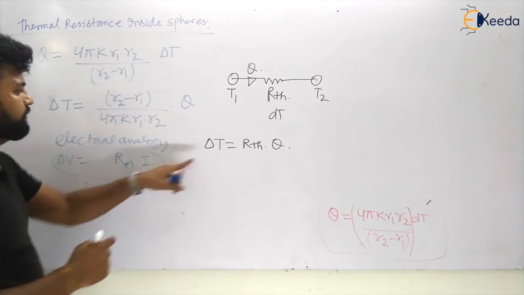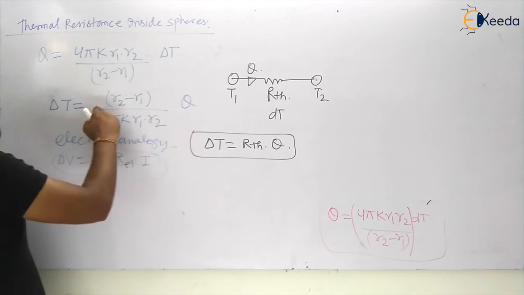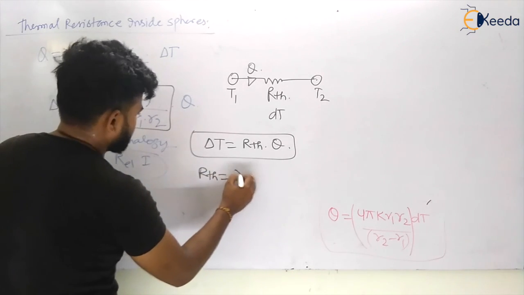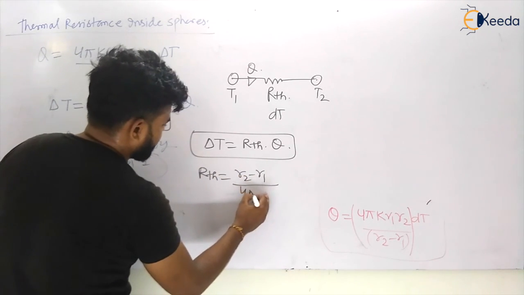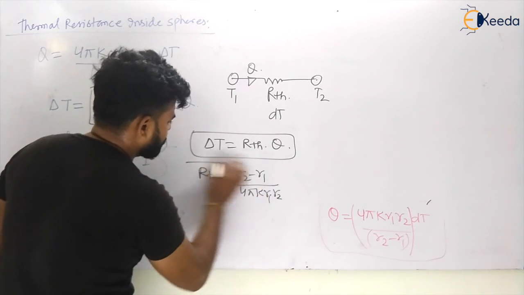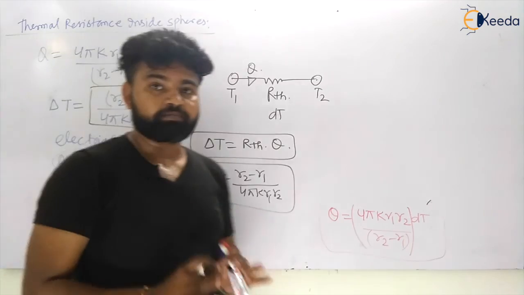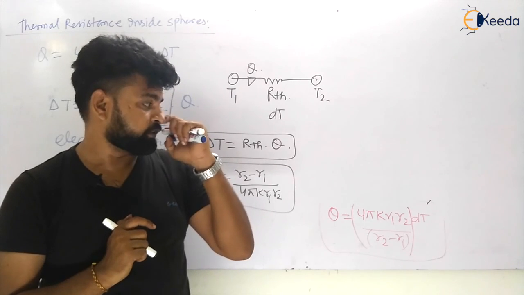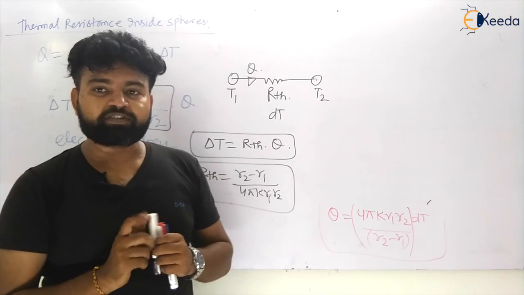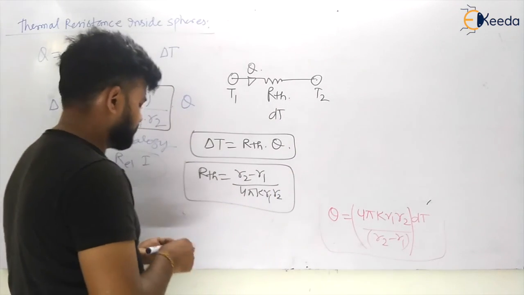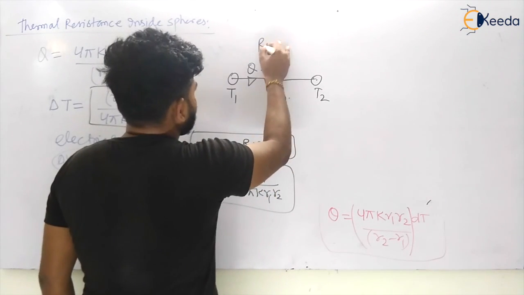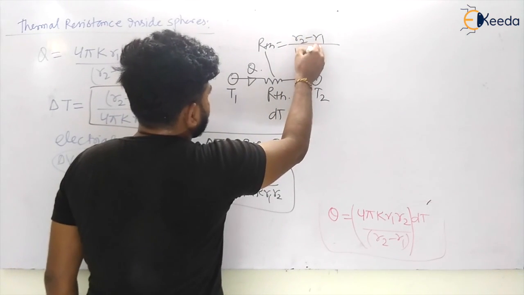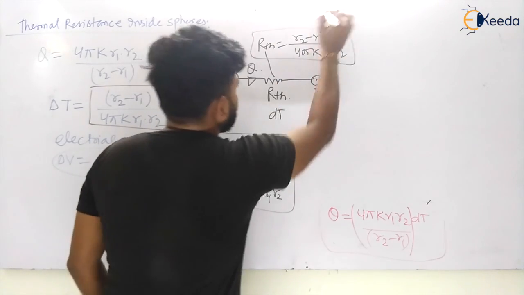So what is R thermal? If I compare this with this equation, this will be your R thermal. So in this case, R thermal will be given by, my dear students, R2 minus R1 divided by 4 pi K R1 R2. So this is your thermal resistance inside the spheres. So R thermal here will be given equal to R2 minus R1 divided by 4 pi K R1 R2.